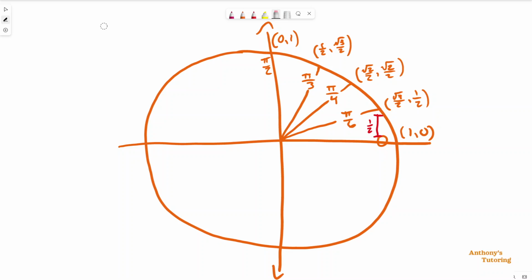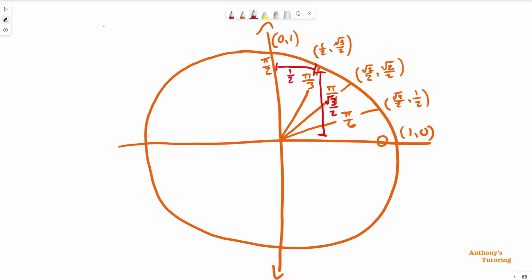Now, this same concept applies at this point right here, pi over 3. So if you look, we're going up a lot, but only over a little bit, right? So since we're only going over a little bit, we have 1/2 as our x variable. And since we're going up a lot, we have root 3 over 2 as our y. Because if over is bigger, then we use root 3 over 2. But if over is smaller, then we use 1/2.